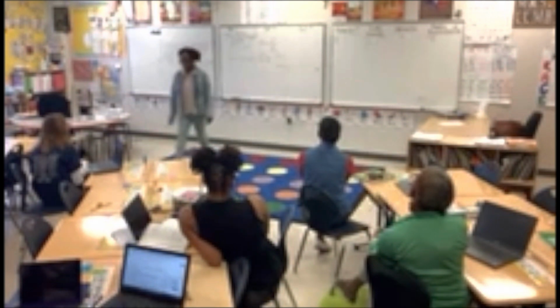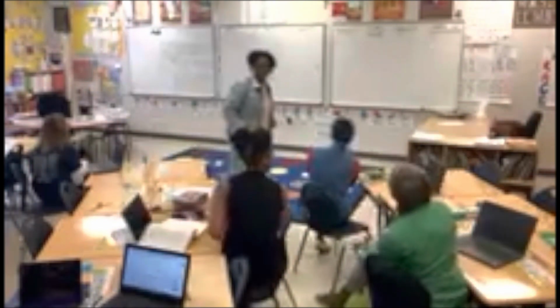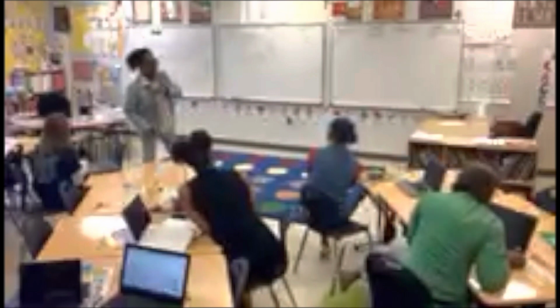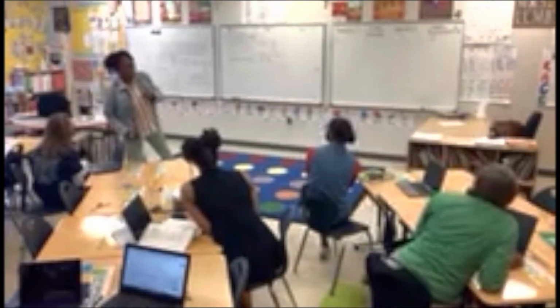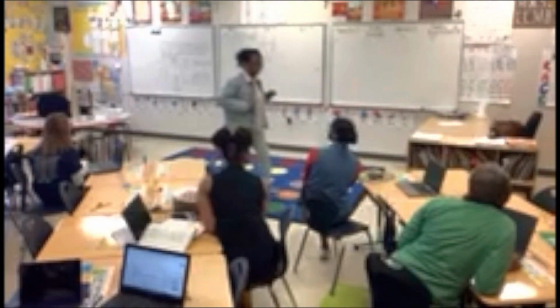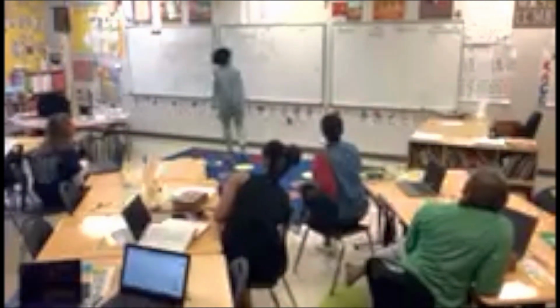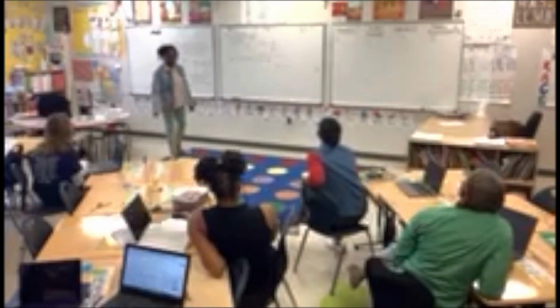Turn and talk to your partner and discuss what your total will be. What are we doing? Adding 200 plus 110. And you're figuring out the what? The total. All right, you're bringing it back. What is 200 plus 110?